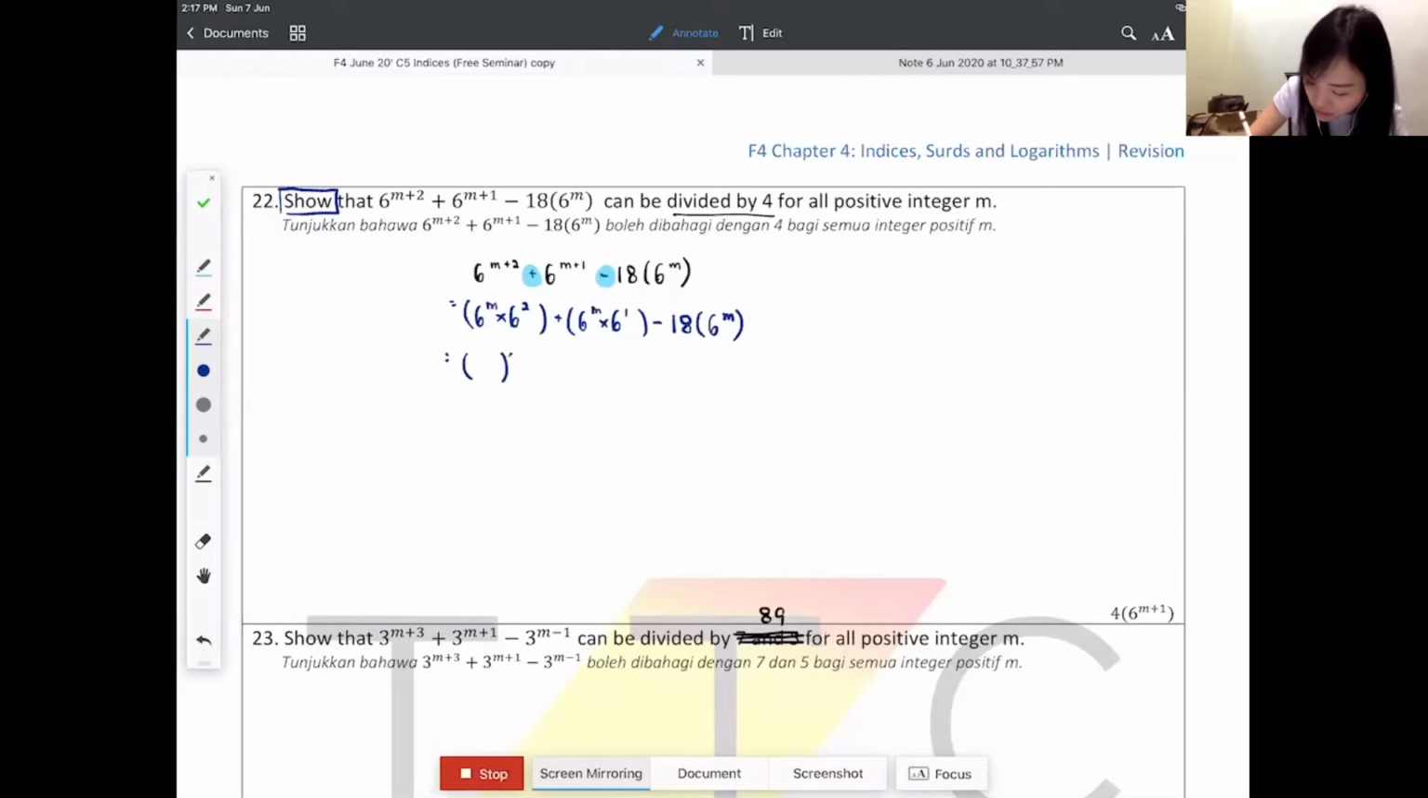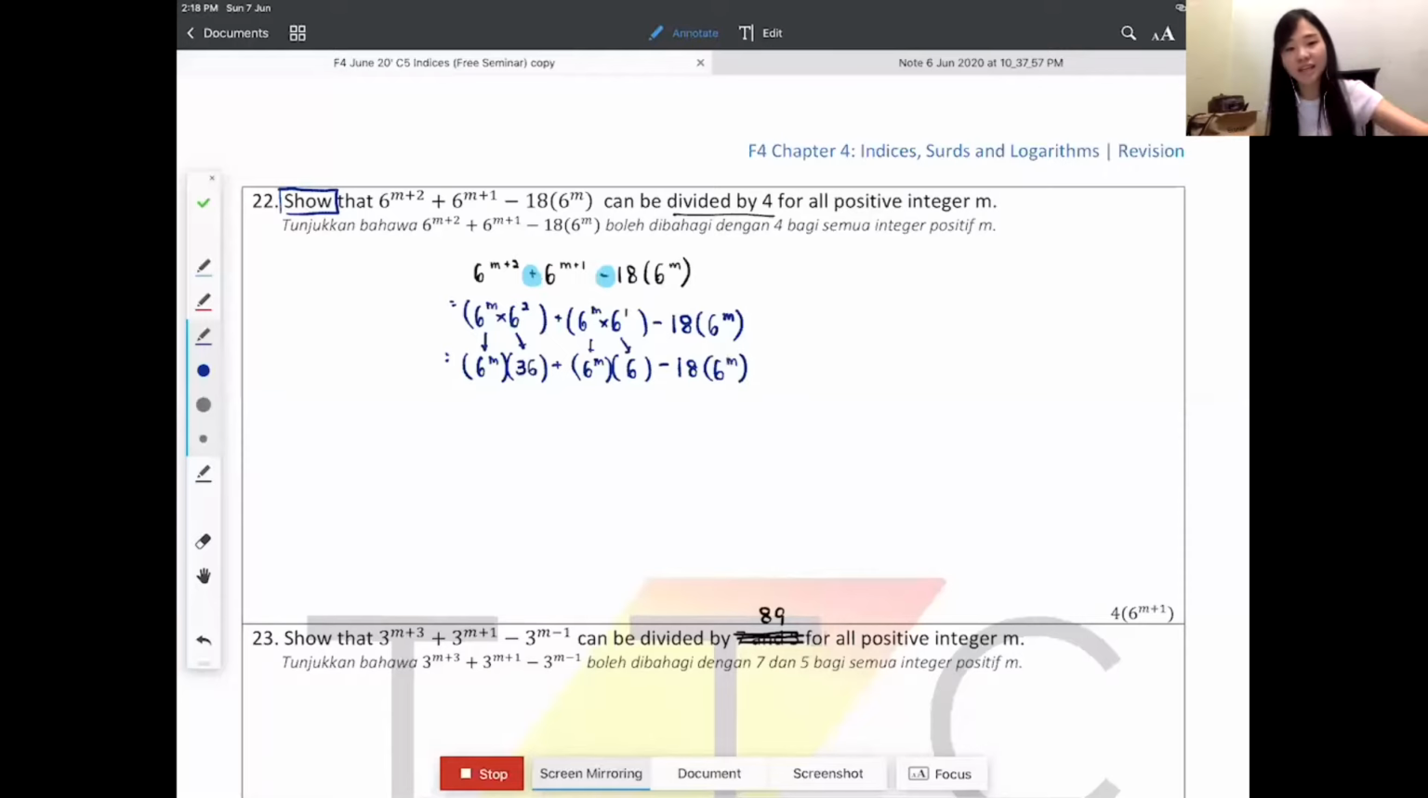Continue. Separate the room. After separate the bed, separate the room, yeah? Who is inside the first room? 6 power m. Who is inside the second room? 6 square. 6 square is what? 36. You can straight away write 36, okay? You can save one line, okay? So plus the next one. Separate the room also. First room, 6 power m. Second room, 6. Guys, this one, why I didn't write over? Because all is times. None of them is divided. I can straight away copy down, okay? Minus the last house. Just same. Isn't it like that?